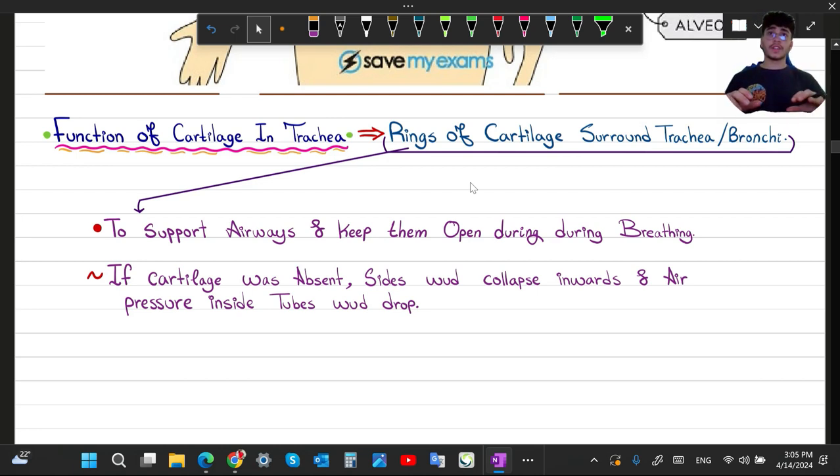So what is the function of cartilage in the trachea? Our trachea contains cartilage because the trachea is a tube that's surrounded by rings of cartilage on the outside. These rings of cartilage that surround the trachea support the airways and keep them open during breathing. So they support the airways, the tube, and help to keep the tube open, so during breathing, gas exchange can take place easily. If the cartilage was absent, the sides would collapse because there would be nothing to support it, and air pressure inside the tubes would drop.